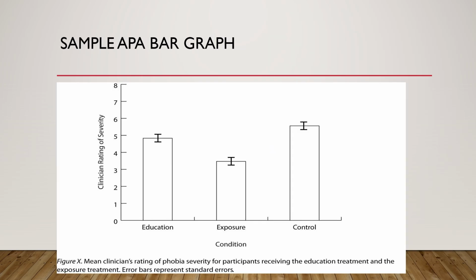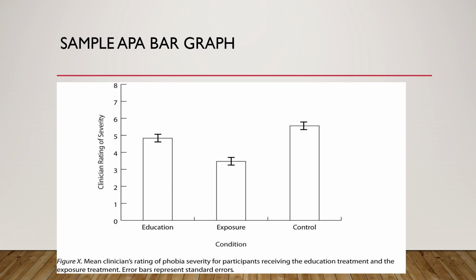And when you're done, here's an example of an APA style chart. You can see it is all in black and white. Now this person didn't use Times New Roman. They're using a different font. We want to use Times New Roman. But they have their different groups, and you can clearly see how the different levels of the independent variable of condition are different for education, exposure, and control. And you can clearly see the dependent variable is the clinician rating of severity. Now, what those actually mean, you have to read the paper.